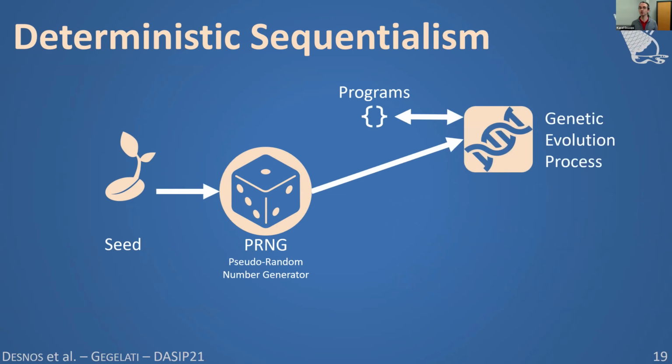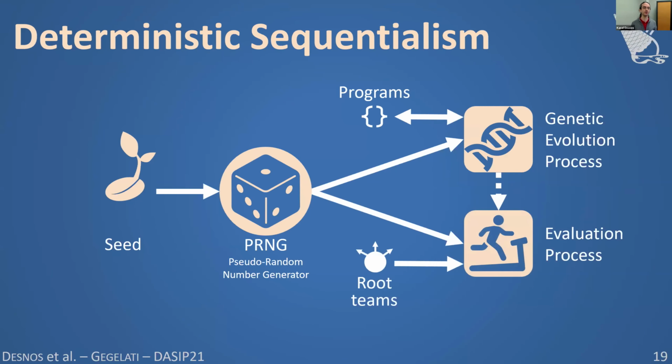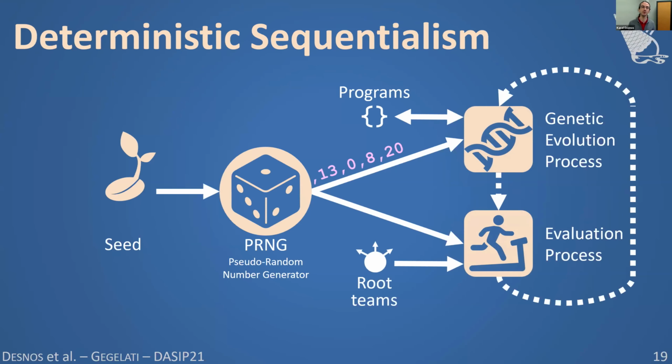And so the genetic evolution process, which is responsible for mutating the programs of the TPG, will ask pseudo-random numbers to the PRNG. And again, we use the pseudo-random number generator for the evaluation process when randomness is needed in the evolution of the state of the environment. So this is how we do things sequentially. And then we can repeat the genetic evolution process, then the evaluation process several times to train our TPG.